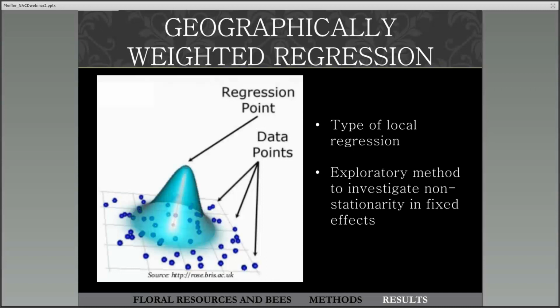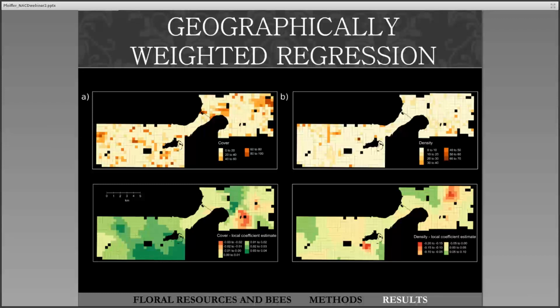And so you end up estimating an effect size for each pixel or each transect across the whole study extent. So here, you can see the first 2 results. In the top plots, you can see the raw data plotted for cover and floral density. And the strongest trend here is the positive effect of floral cover, and it's especially amplified in this area, I guess like the bottom left.